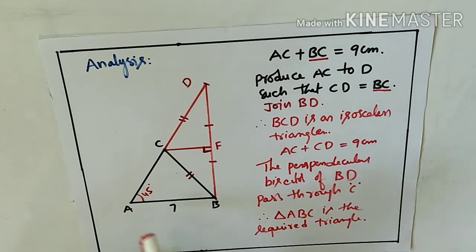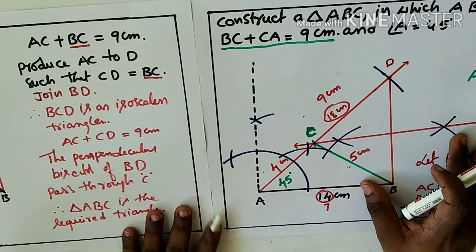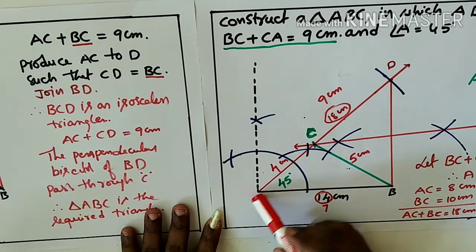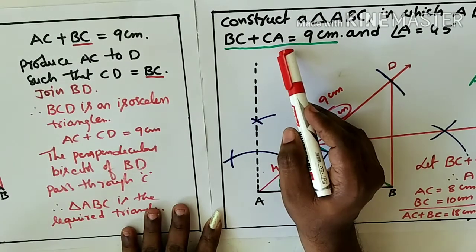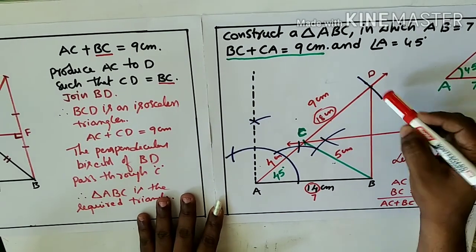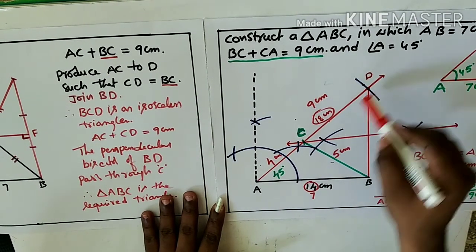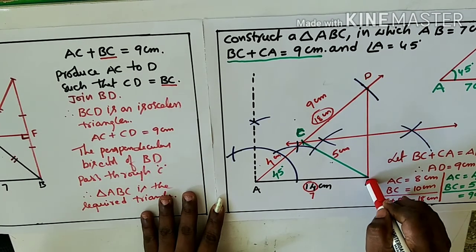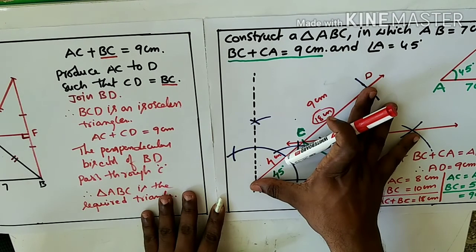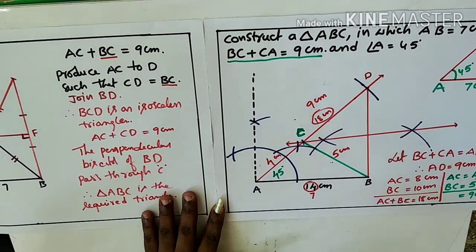That's why we have taken AB equal to 7 centimeters and angle A equal to 45 degrees. BC plus CA, the 9 centimeters arc we dropped, and the perpendicular bisector of BD passes through this C because BCD is an isosceles triangle where BC is equal to CD. Therefore, this total line length is 9. So, of course, this is equal to this. Therefore, this plus this will become 9 centimeters.